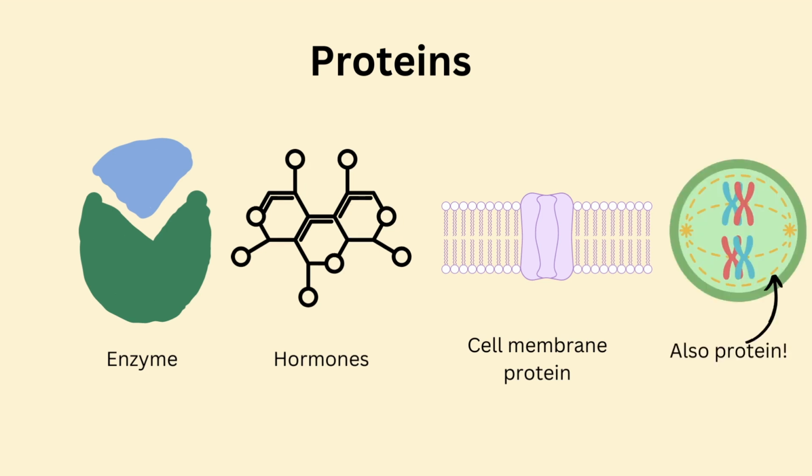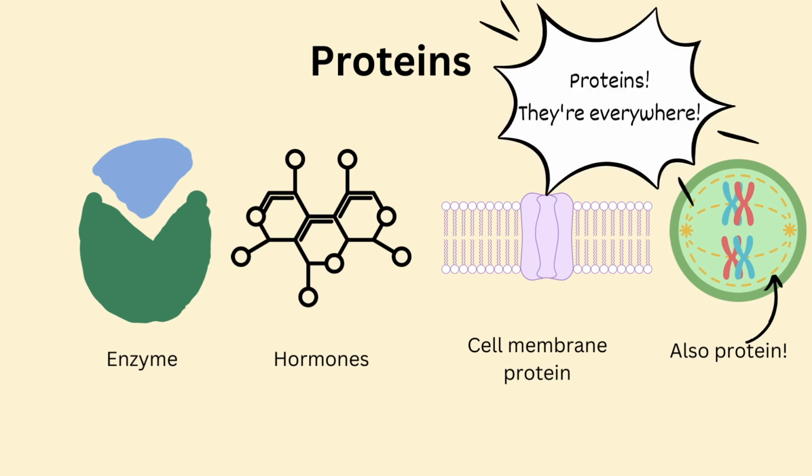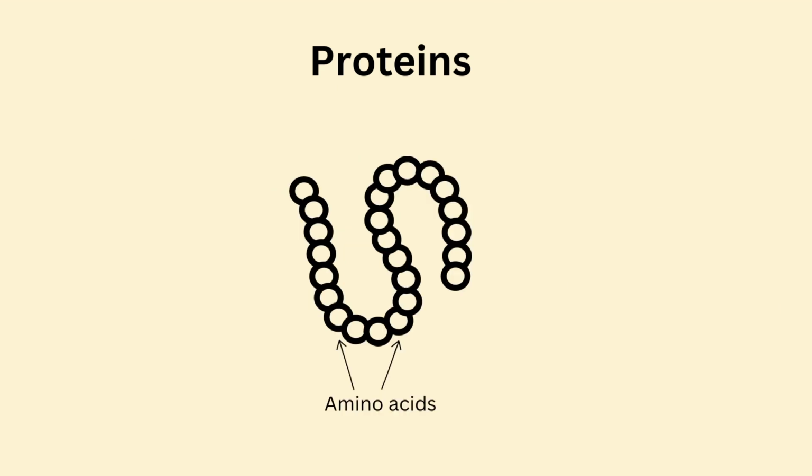The structures that move substances around in the cell, like the spindle fibers that move chromosomes during mitosis, are also made of protein. Let's just say our cells cannot function without protein. In fact, protein is the most abundant organic molecule in living systems.